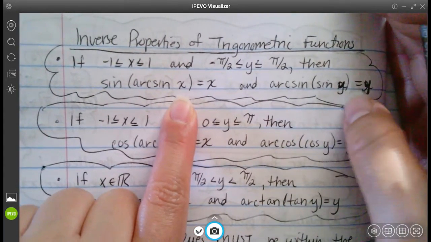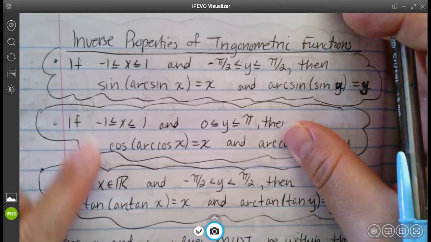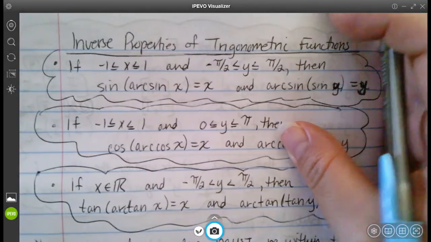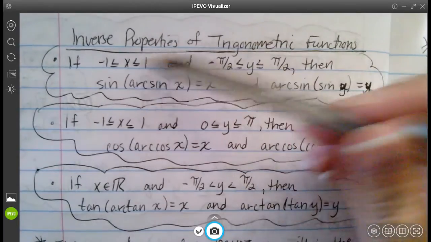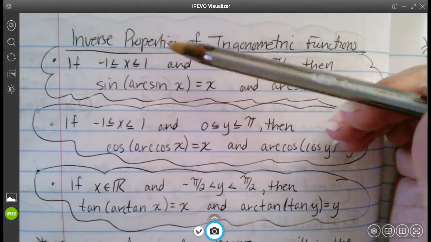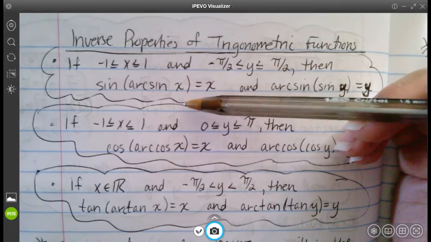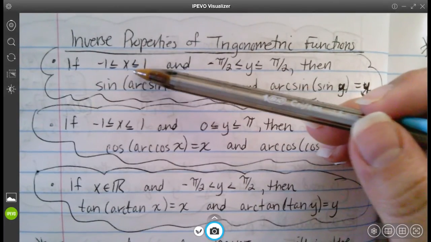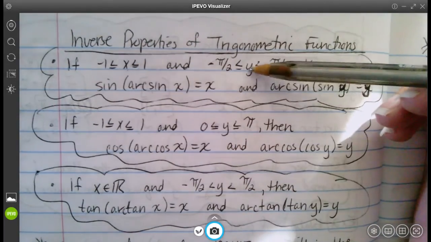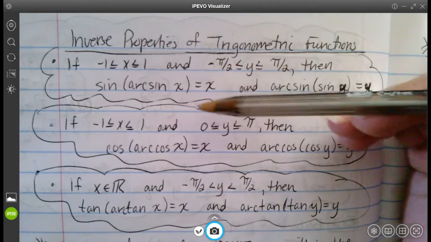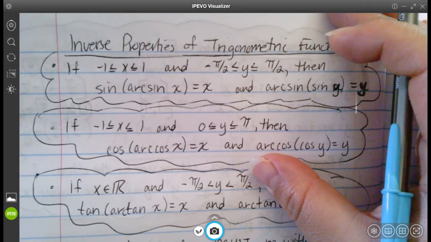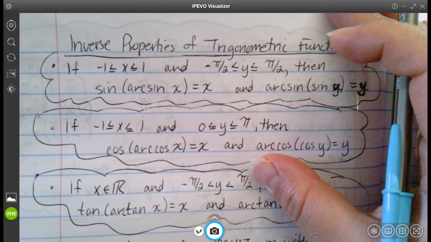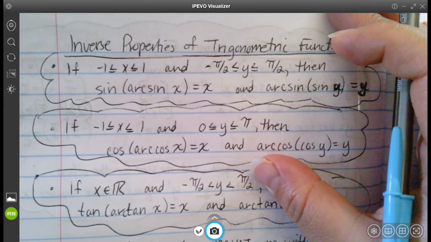Okay, so this kind of happens for all of them. I'm not going to read through the whole thing here, but what you do have to be careful with is our restrictions. If this value is not within the domain here, or this value is not within the y, the range, then we either have to try to find a coterminal angle that works, and if that doesn't work, then it's not possible. It's not going to work.